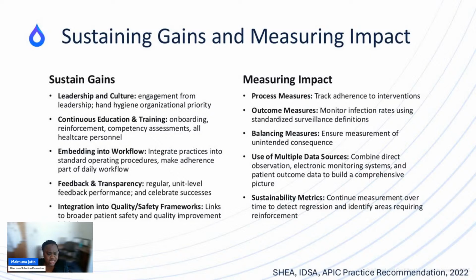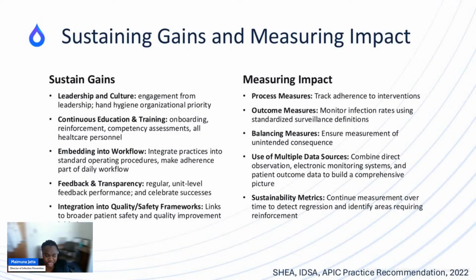And then the other big piece is just measurement. So how do we measure hand hygiene, making sure that we're tracking progress and reporting back, monitoring outcomes with infection data, making sure that our surveillance is standardized so that we can compare apples to apples, using balancing measures to catch unintended consequences of some of the interventions that go along with improvement, and then using our data to help strengthen the program.